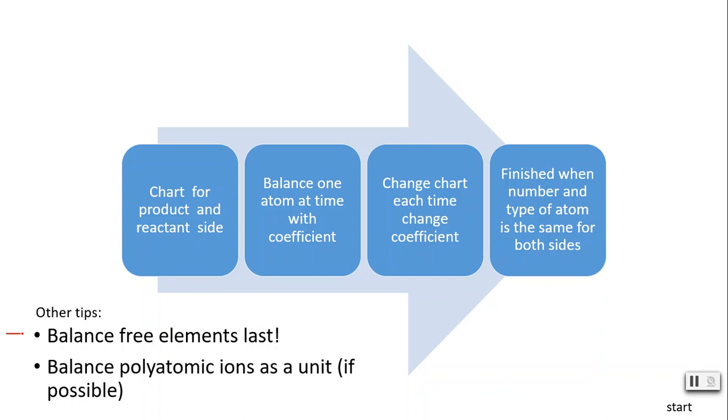The other tip that I highly recommend, and we're going to use in the next example on the next slide, is to balance any free elements last. And what I mean by free elements is if you have a chemical equation where one of the species is just an element by itself, for example oxygen or chlorine or carbon, not a compound. If you tend to balance those last, you seem to not have to change coefficients as many times to get to the proper coefficients when balancing chemical equations. So let's see what I mean by that by doing another example.